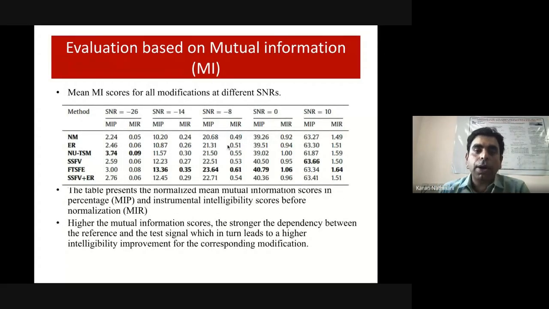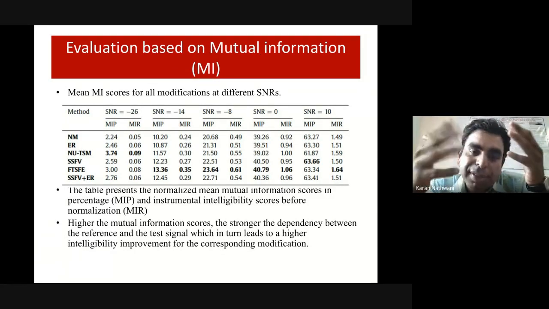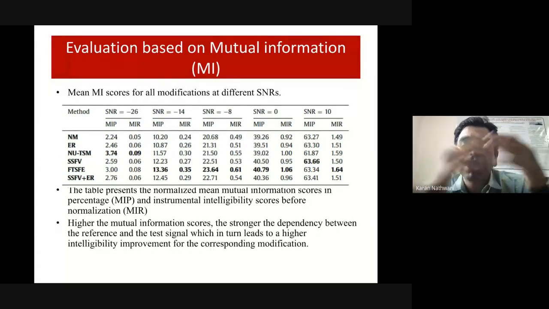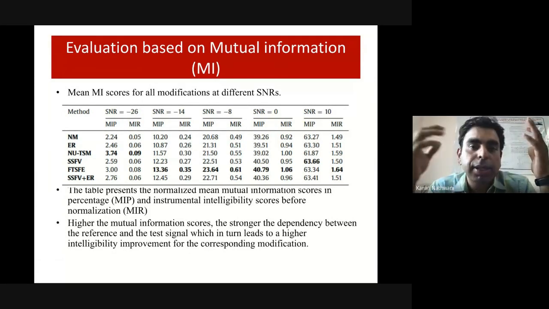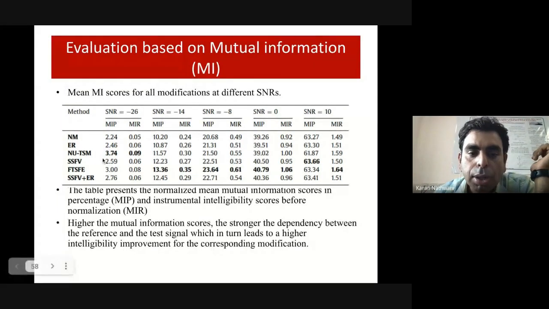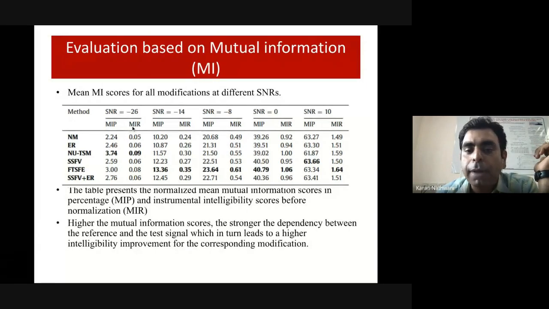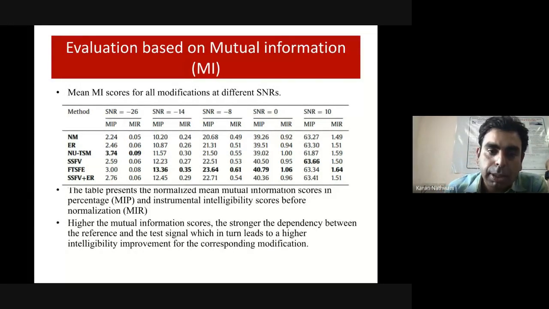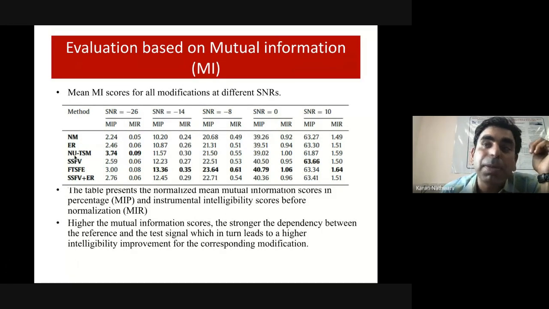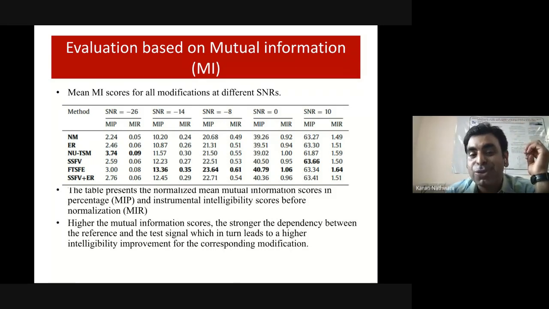Now again, I have computed another method which is known as mutual information. That actually tells how close the sound is to the original one. So I computed it for the modified sound and compared with the original one. So the higher these MIP and MIR values, the better the method. You can again see, and this is surprising, that at very low SNR, NUTSM is much better. That is what was surprising to us at that moment.